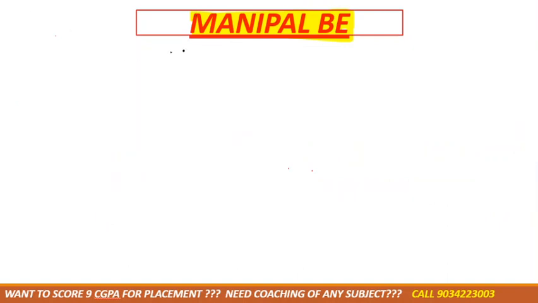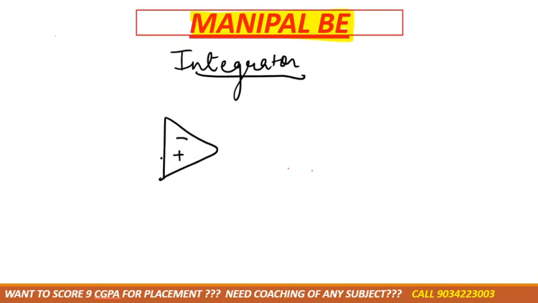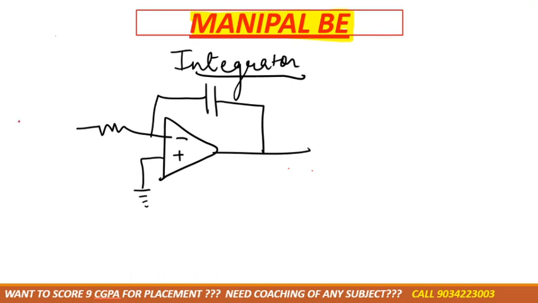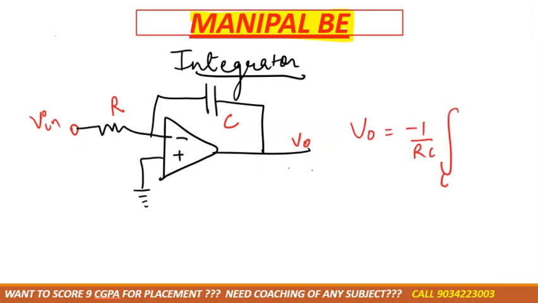Next one we will have is the integrator. On the integrator, a question sometimes comes, there is a 60 percent chance. In the integrator we will use a capacitor. The positive terminal is grounded. There is an input resistance and a capacitor. So here V is the input voltage, then the resistance, the capacitor, and V naught. The formula is V naught equals minus 1 by RC integral of V dt, since it is an integrator we use integration. Got it?